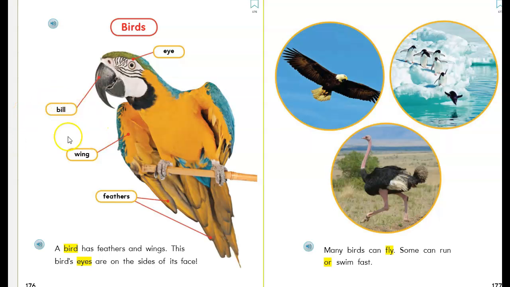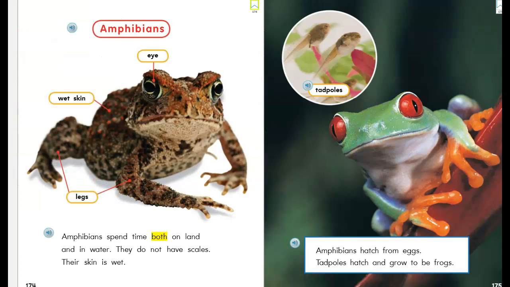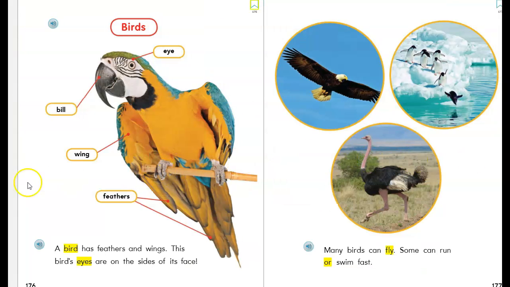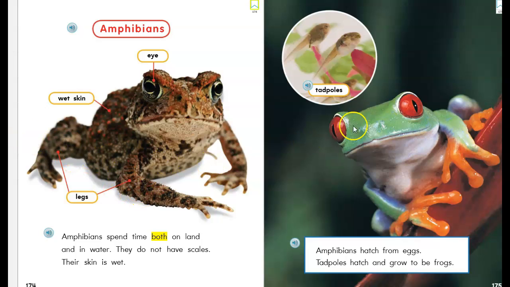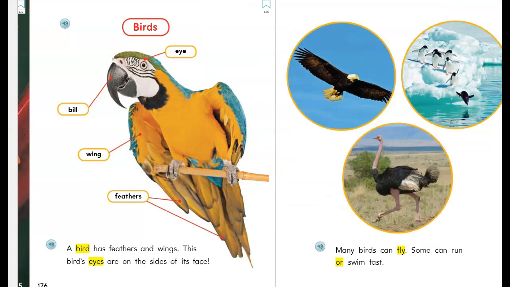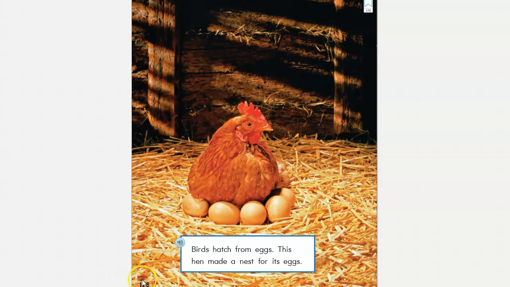How do you think birds are different from amphibians? How are birds different? Birds are different because birds have wings. They also have 2 legs and not 4. Birds hatch from eggs. This hen made a nest for its eggs.